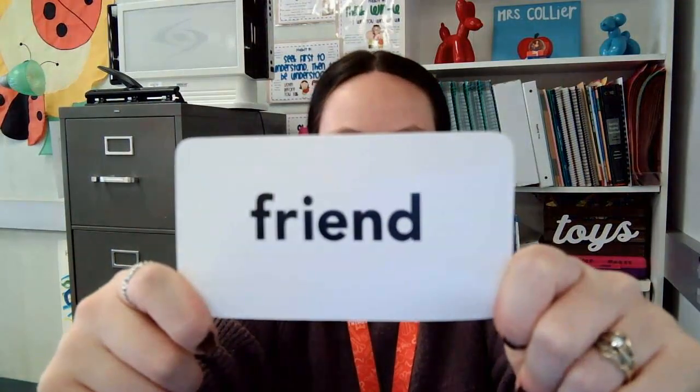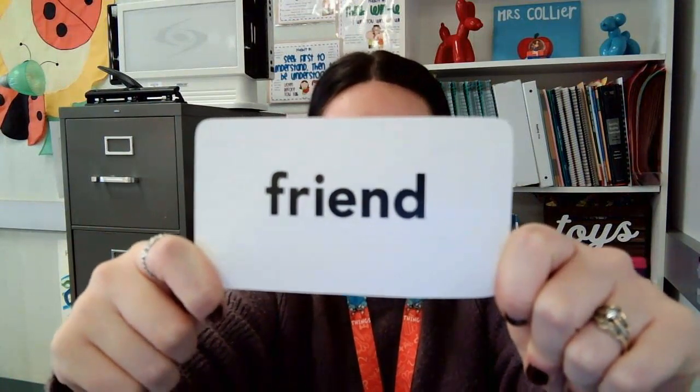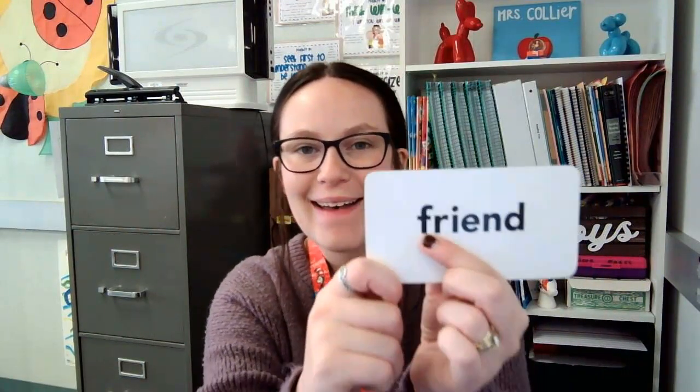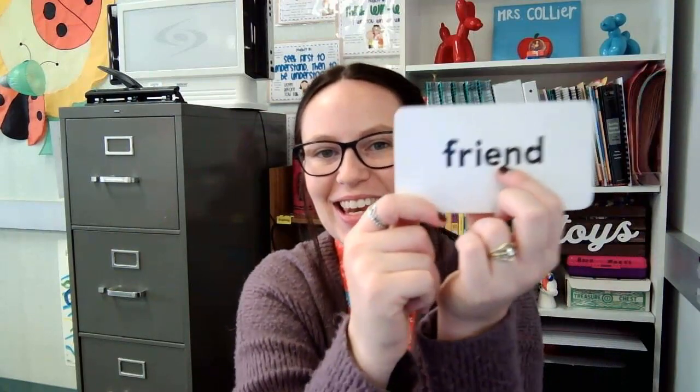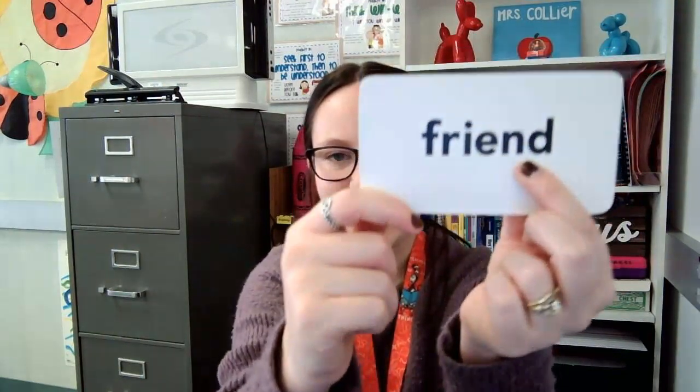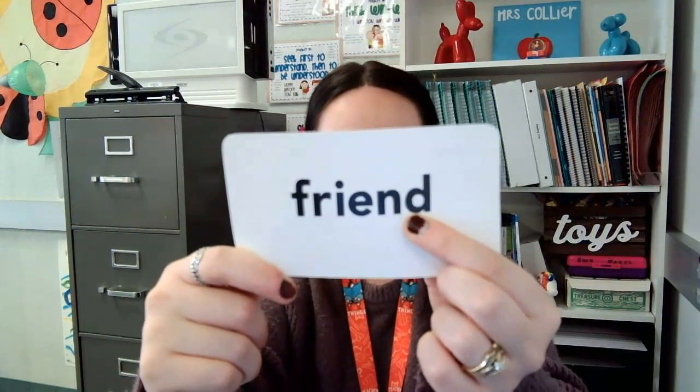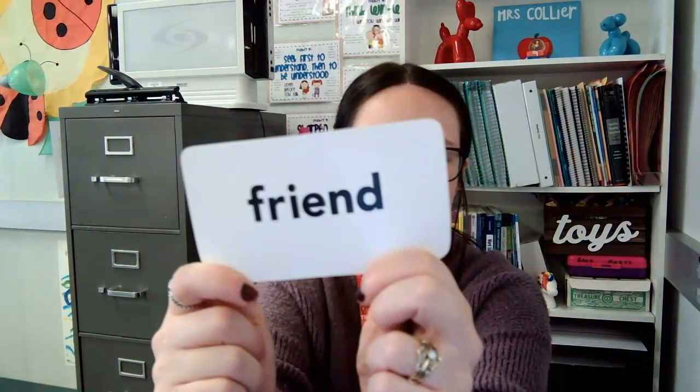Word is friend. Friend. What's the word? Friend. Okay, let's get started, starting with the F. Give me an F. F. Give me an R. R. Give me an I. I. Give me an E. E. Give me an N. N. Give me a D. D. The word is friend.